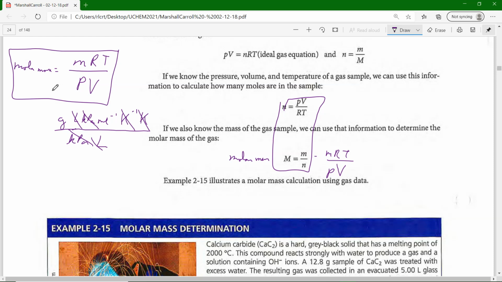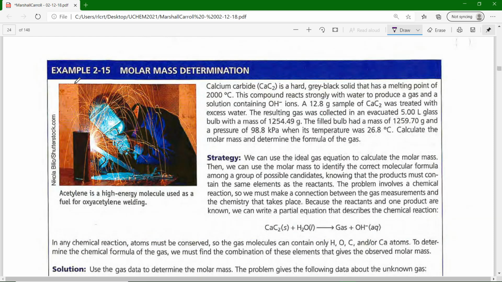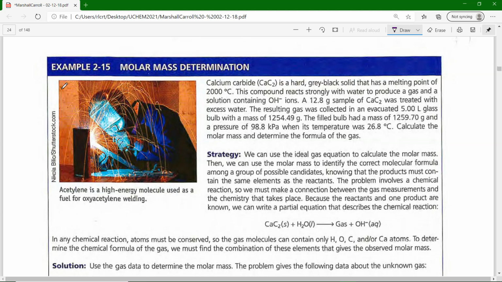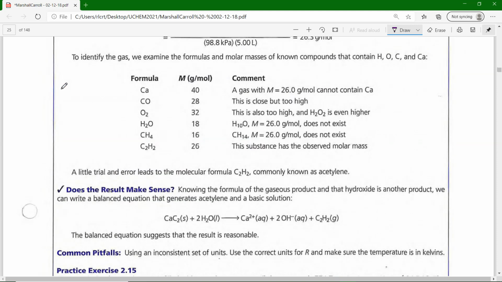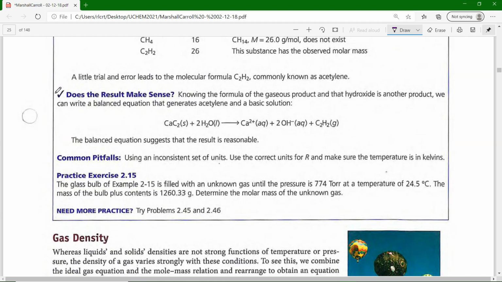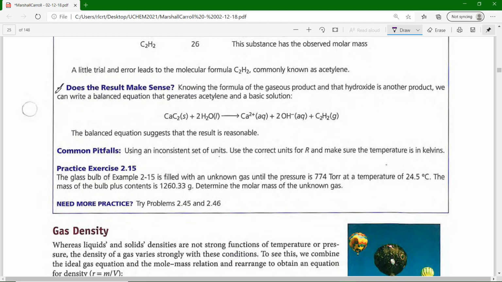Now, I see a little note here. I guess I can do this one here. Okay, so calcium carbide is a hard gray black solid that has a melting point of 2000 Celsius. This compound reacts strongly with water to produce a gas. No, this is way too much detail. I don't need to do this. Let me jump and do a different question instead. Do 2.45 instead. Okay, I'm going to do question 2.45.